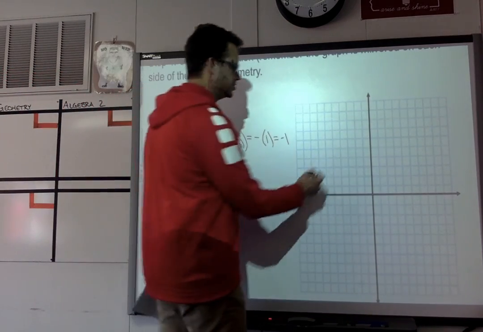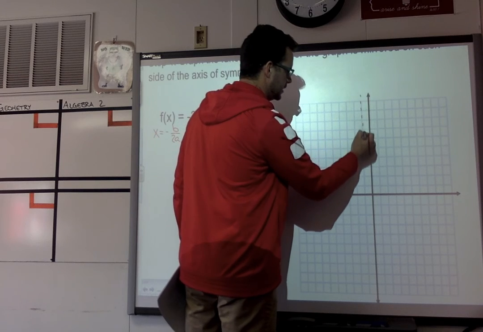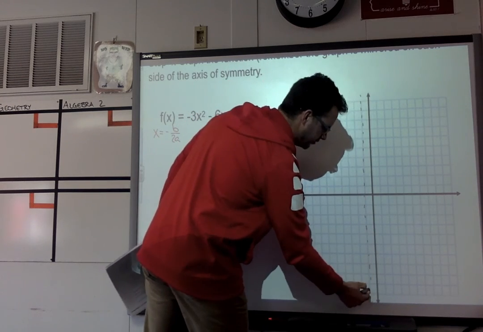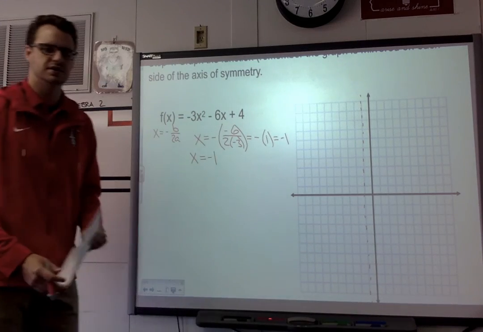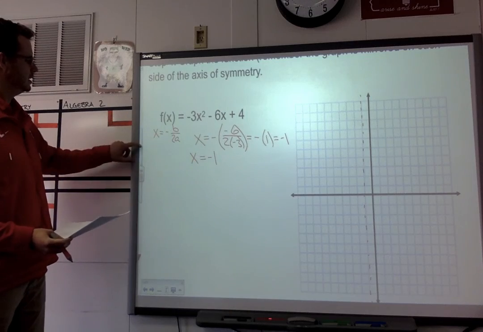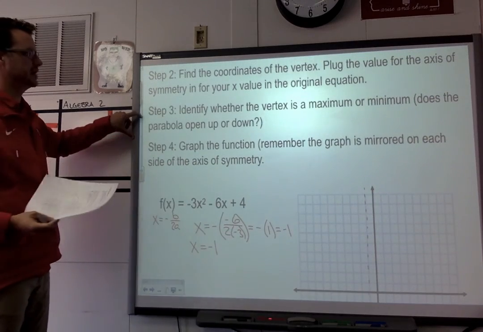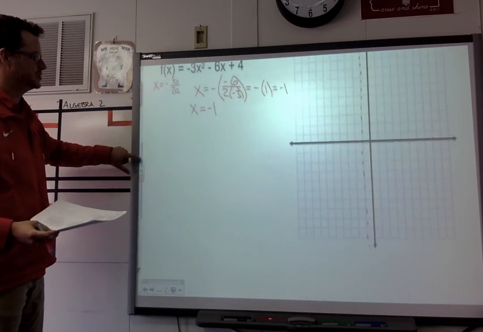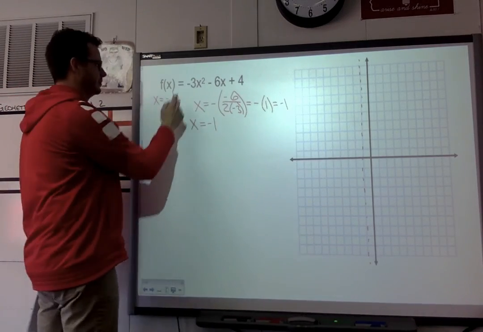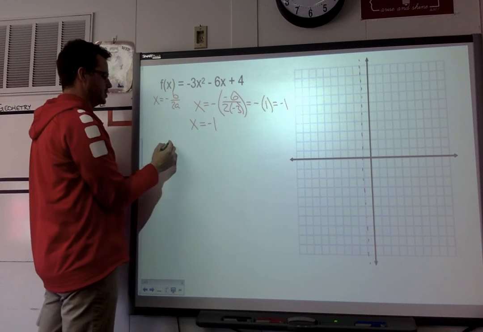So I'm going to go ahead and draw that axis of symmetry in by just putting a dotted line at x equals negative 1. Remember, that's always going to be a vertical line. Next, step 2 is to find the coordinates of the vertex. In order to do that, I'm going to take that x value that I just found, and I'm going to plug it into my original equation.